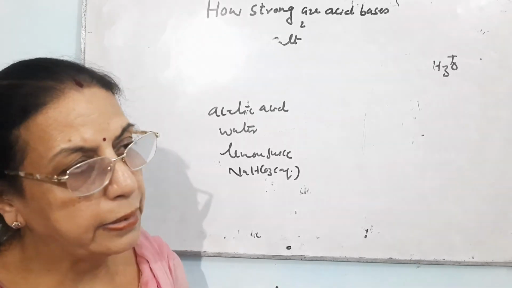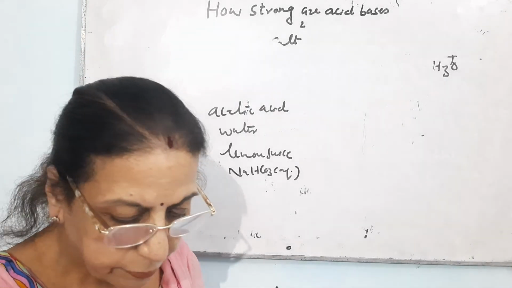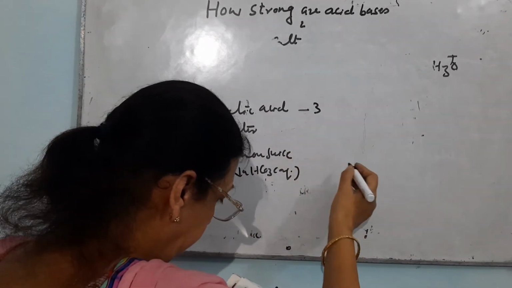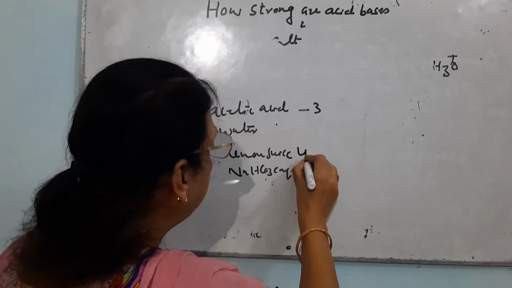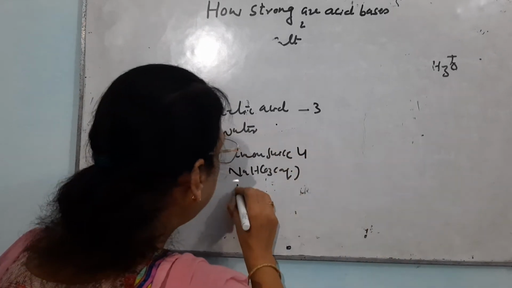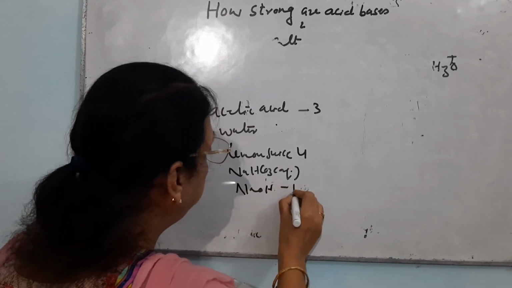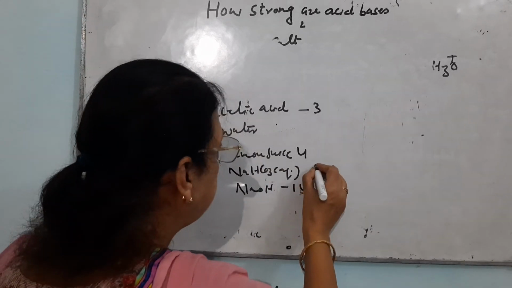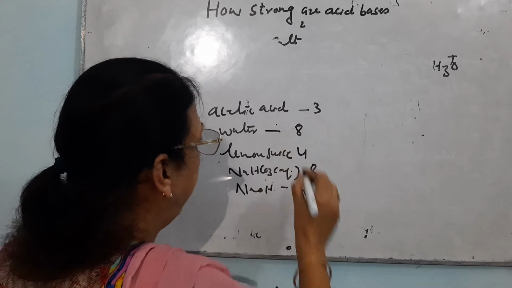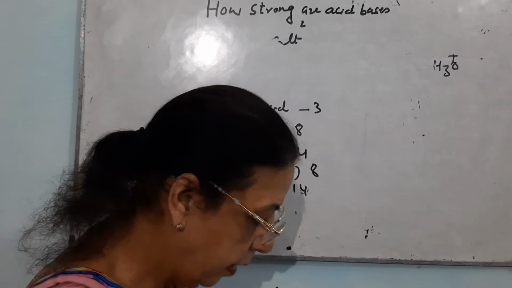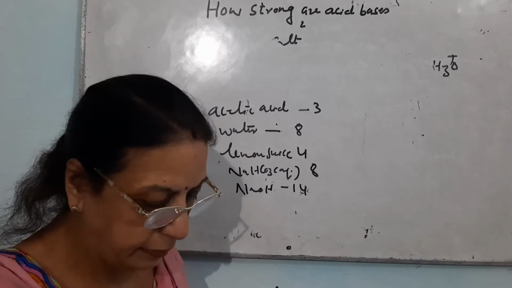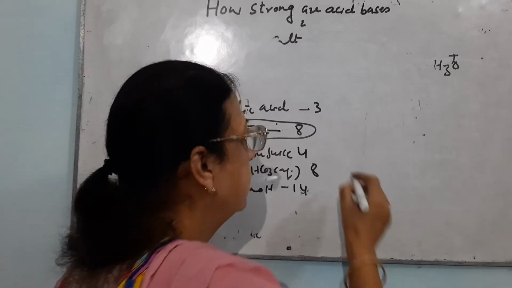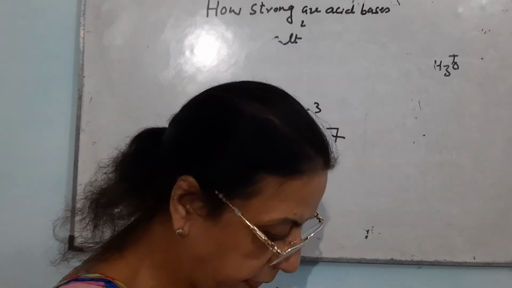The student reported the pH values: acetic acid 3, lemon juice 4, sodium hydroxide 14, sodium hydrogen carbonate 8, and the pH of water has also been reported as 8. Which of these values is not correct? The pH of water is not correct. It is a neutral substance. Its pH should be 7.